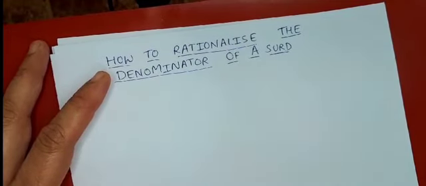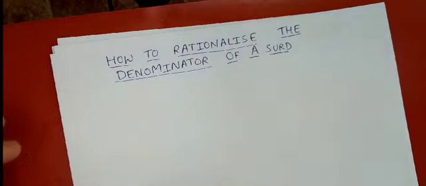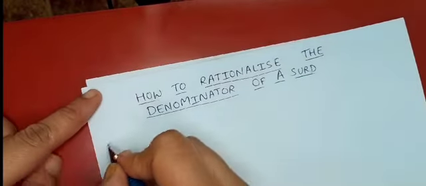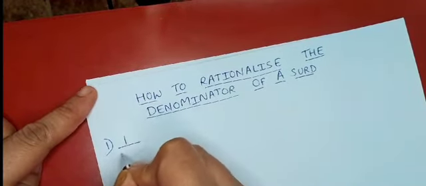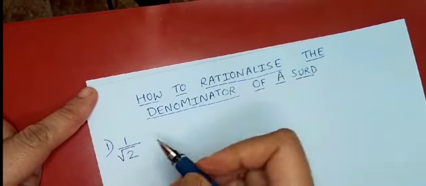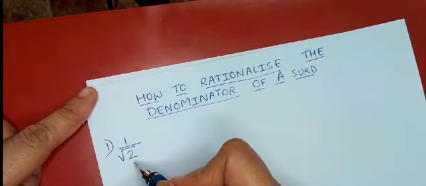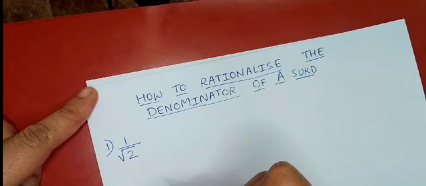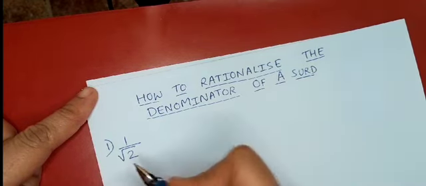In this video, we are going to learn how to rationalize the denominator of a surd. Now in mathematics, it's not advisable to have a surd in the denominator. So if we get it, we have to rationalize it. Supposing we have 1 over root 2. Here we see that we have a surd in the denominator. So for the ease of calculation, we have to rationalize it.